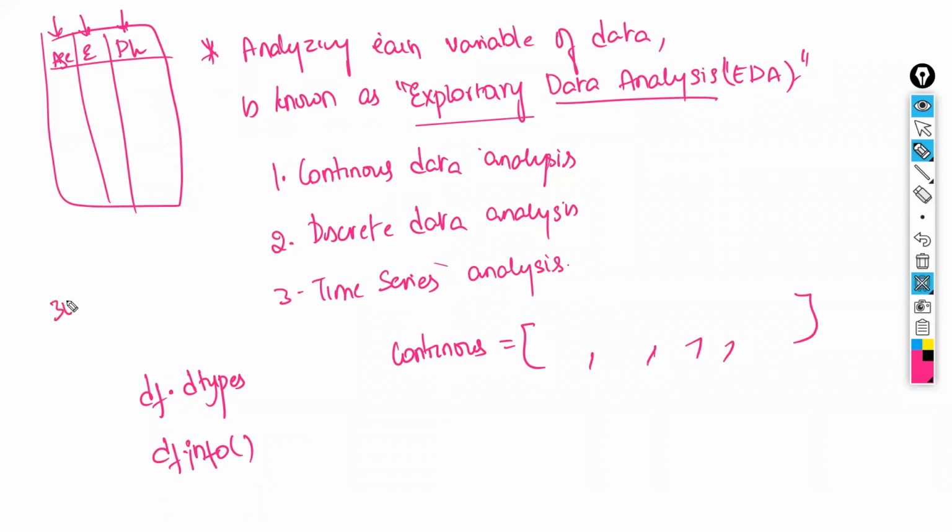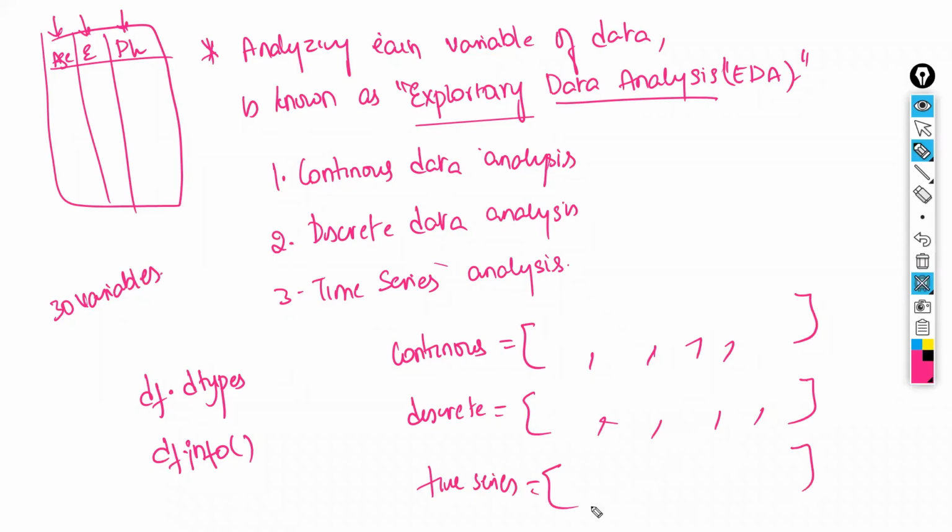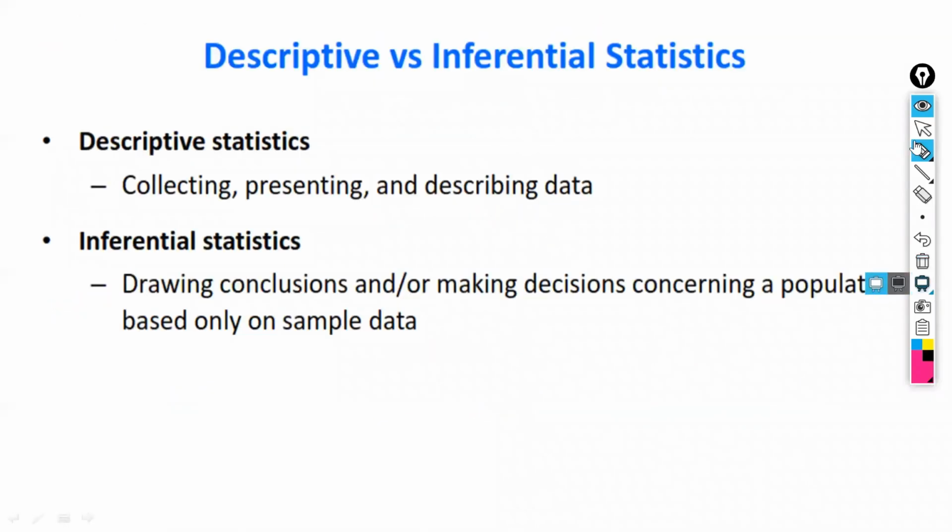In the given data, let us assume there are a total of 30 variables. Of these 30 variables, how many are continuous? Take those variable names in a list. Create a list for discrete variables, and create a list for time series. You have separated each and every variable available in the given data: the continuous variables and the discrete variables. Now you have to start separate analysis for each. For discrete variables, we have to do a different analysis.